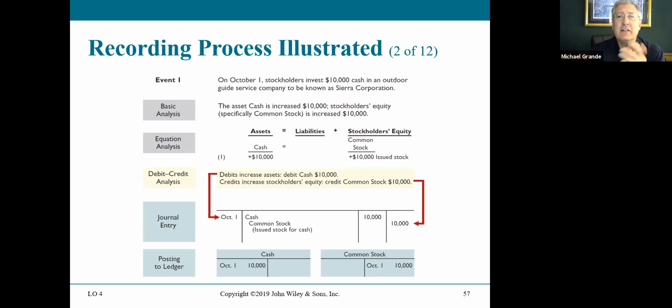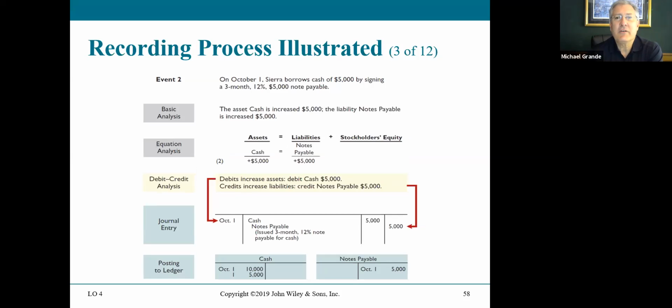Stockholders invest $10,000 in exchange for common stock. And we saw the equation, how it worked. Cash goes up, common stock goes up. In the middle here where it says debit and credit analysis, we prepared this journal entry. Debit cash for $10,000, credit common stock. The new piece is the posting to the ledger account at the very bottom. You have a T account. The debit is always on the left, the credit is always on the right. For the cash T account, it's a debit to cash, an increase in cash. We posted the debit for $10,000. The common stock is a credit. We posted to the right-hand side of the T account.